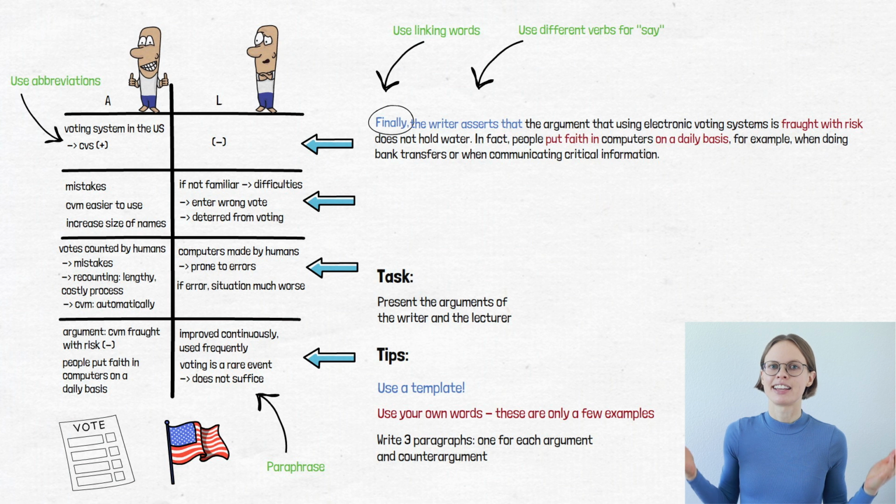As you can see, I again used a different verb to talk about what the writer says. I used the writer asserts, and then I used the expression fraught with risk. In the article, they use the word risky, and I replaced that with fraught with risk. Also in the article, they use the expression every day, and I said on a daily basis. So these are just a few examples to show you guys how you can paraphrase information given in the text.